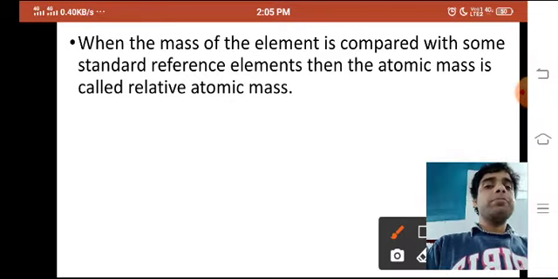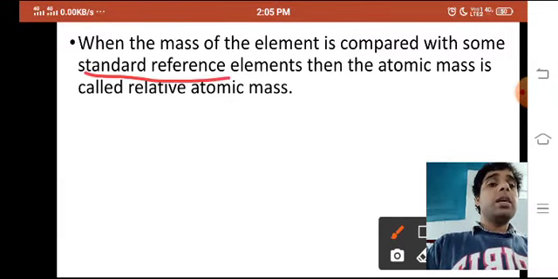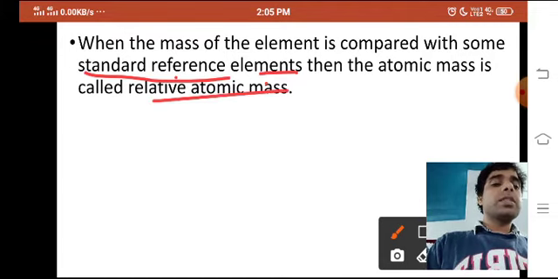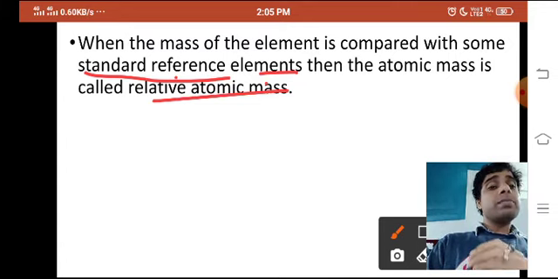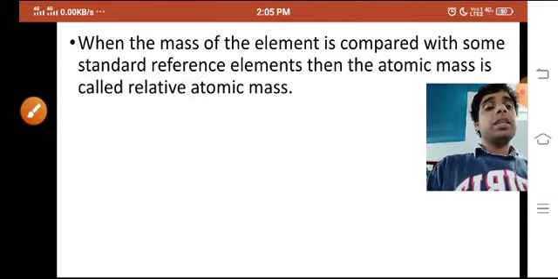So relative atomic mass uses a standard reference element. Earlier it was hydrogen. When the mass of the element is compared with some standard reference material, that can be hydrogen, oxygen, or carbon, then the atomic mass is called relative atomic mass. Every time we are talking about two things: first, a new element's atomic mass, and second, the reference material. So that is the relative atomic mass.